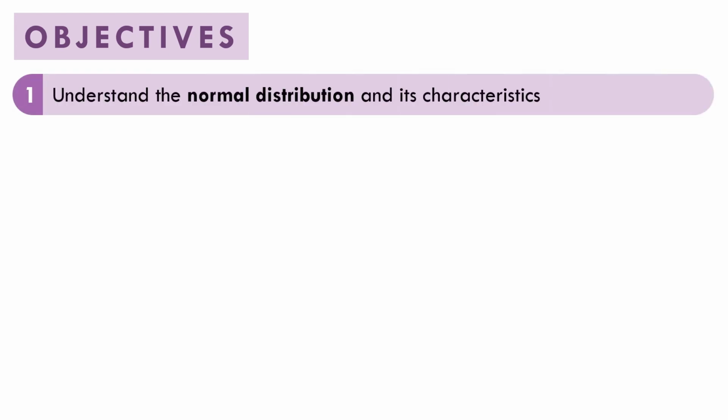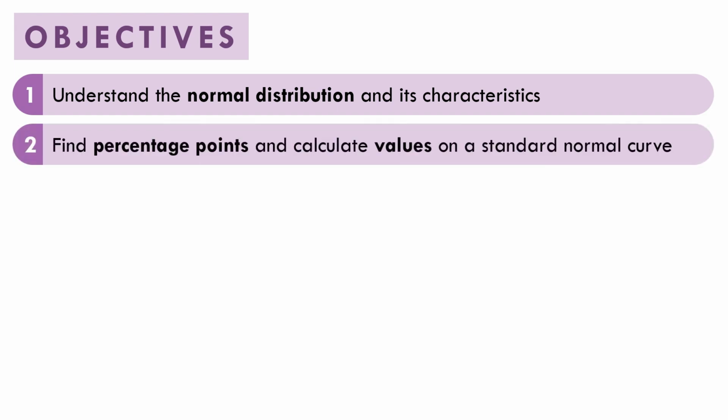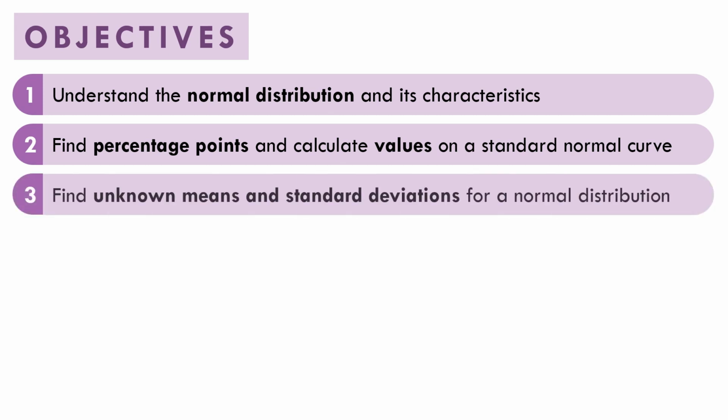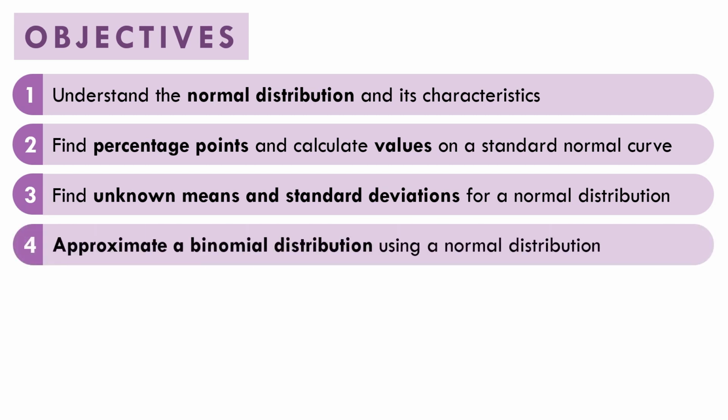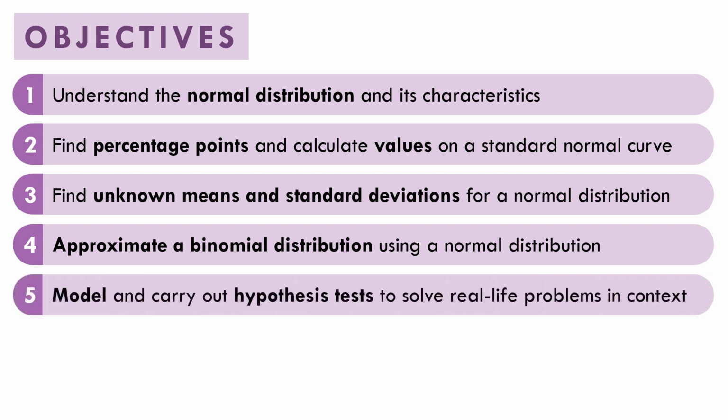So, as usual, starting off with the objectives for the chapter. Our first is to understand the normal distribution and its characteristics. The second is to find percentage points and calculate values on a standard normal curve. Our third is to find unknown means and standard deviations for a normal distribution. Our fourth is to approximate a binomial distribution using a normal distribution. And finally, to model and carry out hypothesis tests to solve real-life problems in context. And then to finish off, we have an exam question.